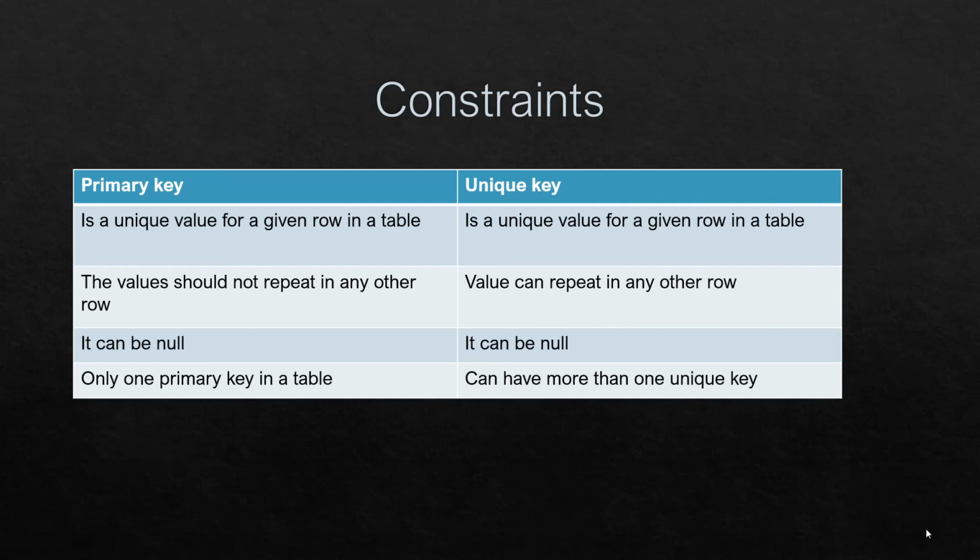Clear? So in this video, we discussed the basic data types, why data types are required, and the two major constraints: primary key and unique key.